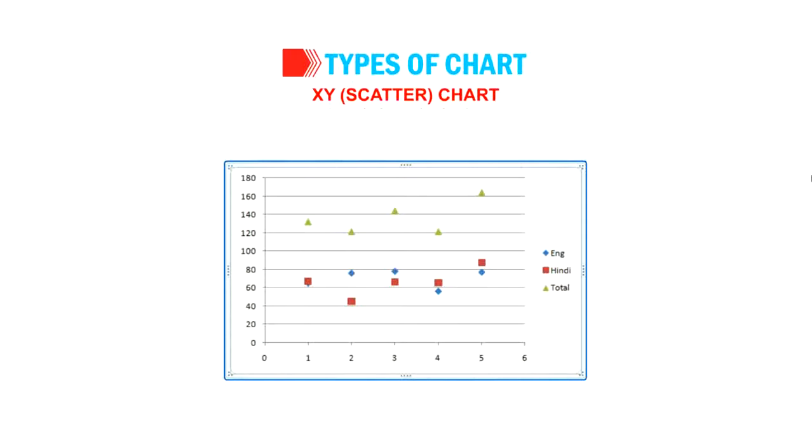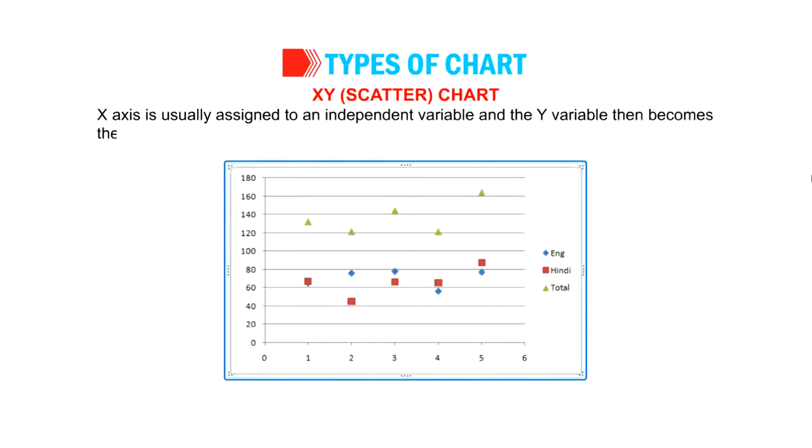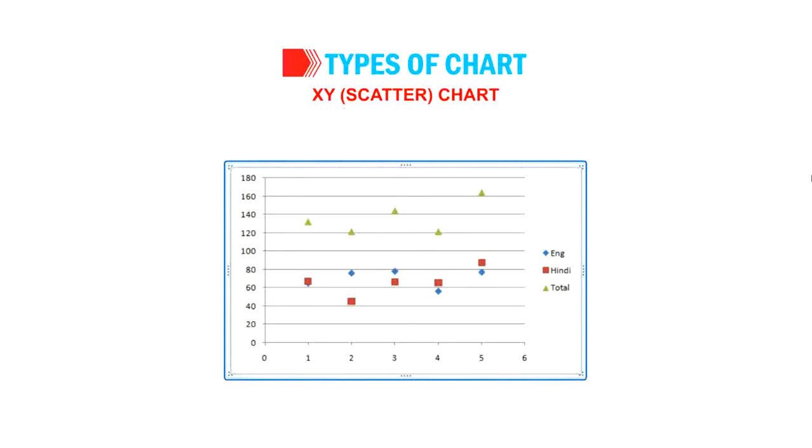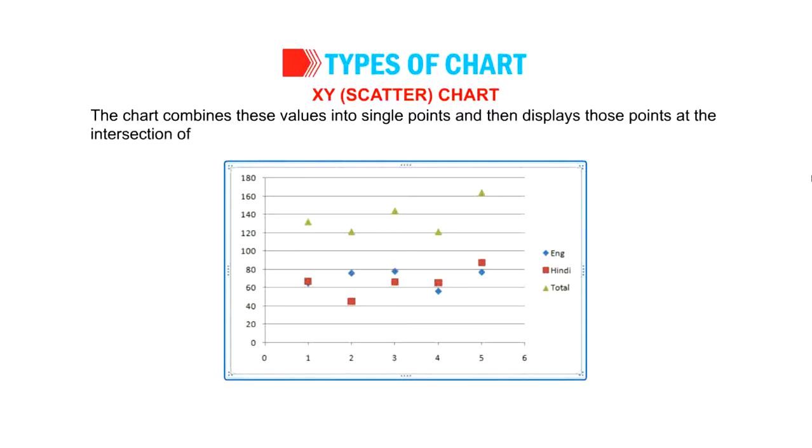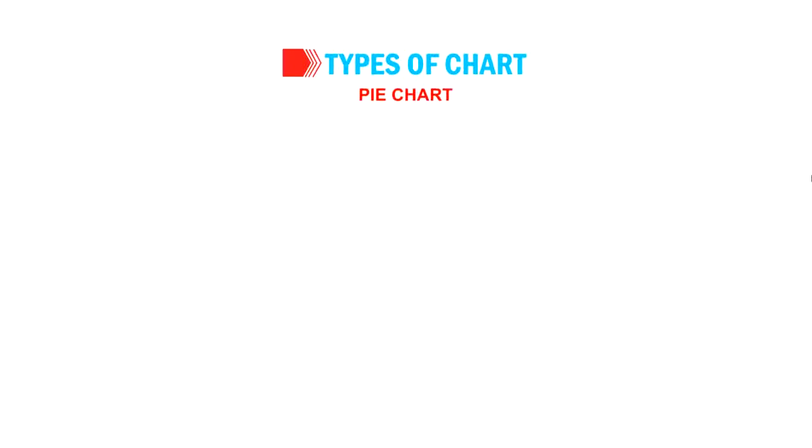y-axis. X-axis is usually assigned to an independent variable and the y variable then becomes the dependent variable. Each value of y variable depends upon the corresponding value of variable x. The chart combines these values into single points and then displays those points at the intersection of x and y numerical values. Number 6. Pie chart.